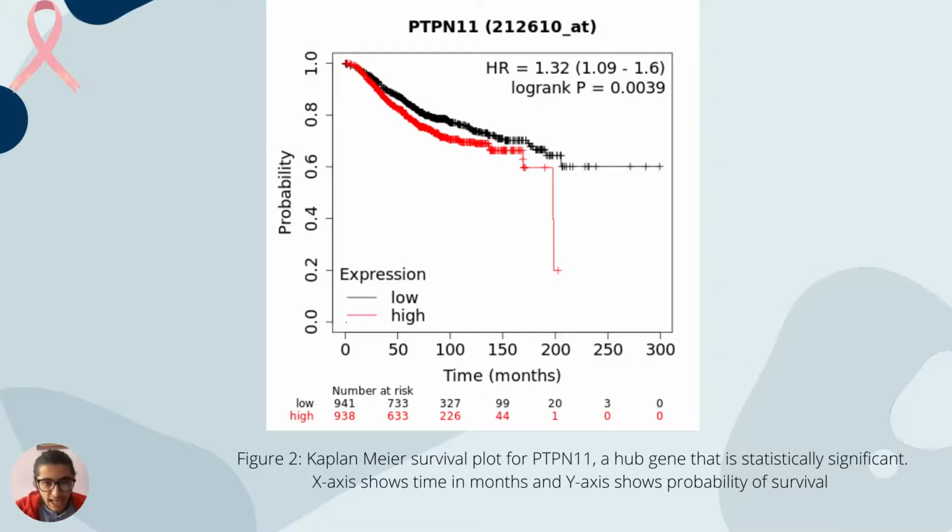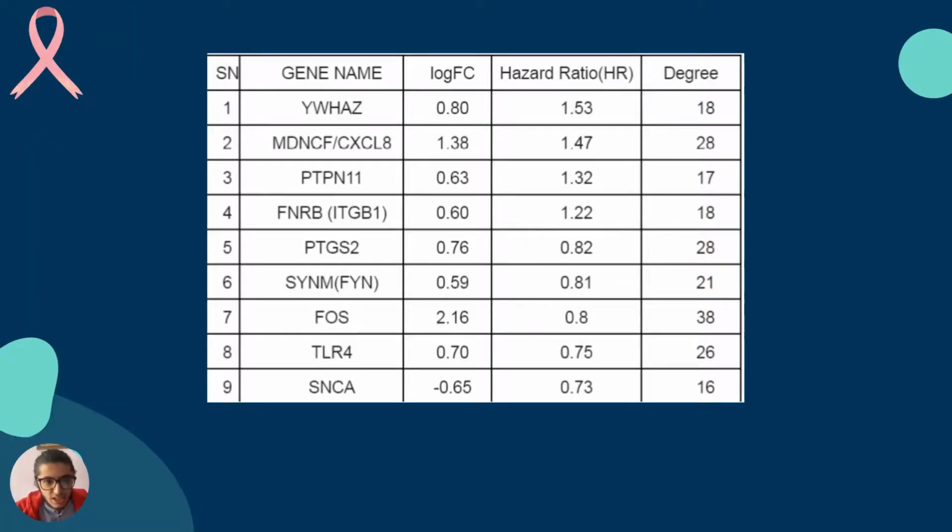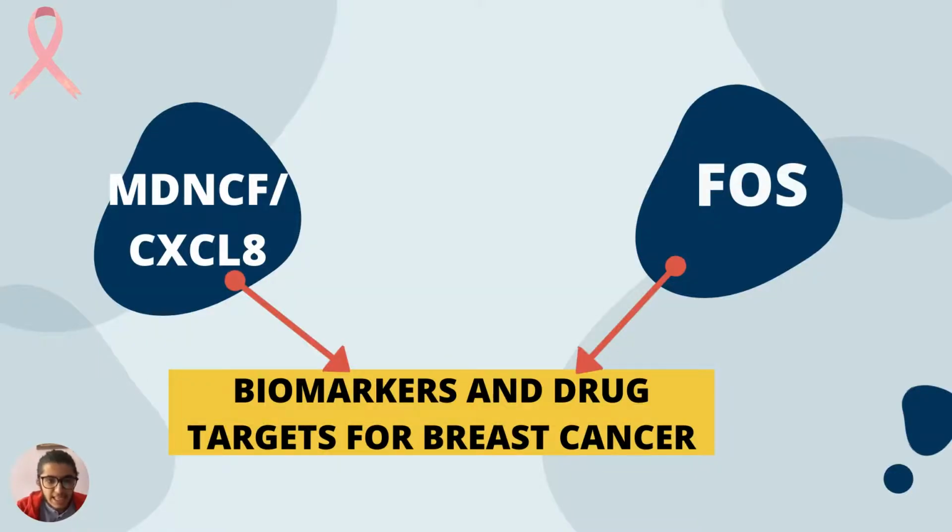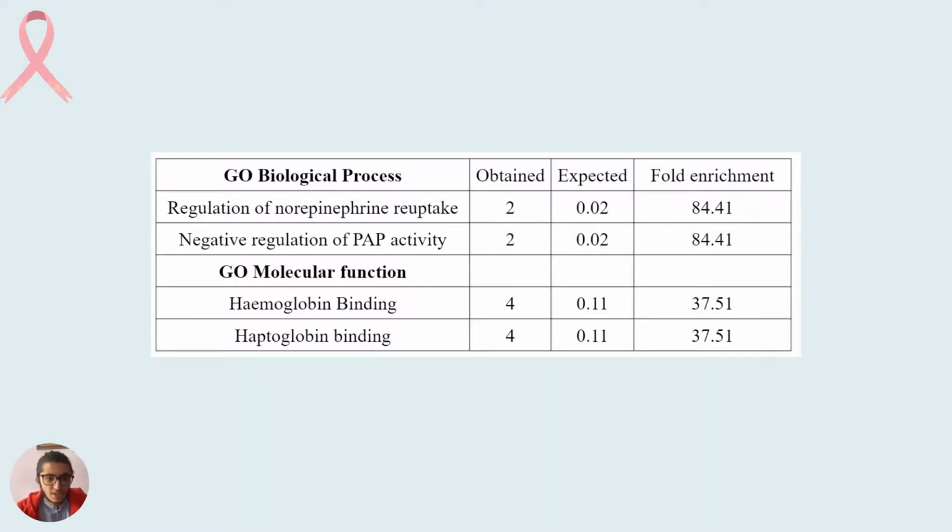From this, we get the HR, which means the hazard ratio. So this means that people with low expression of this gene are 1.32 times more likely to survive than people with overexpression of this gene. We constructed a table for those 9 hub genes that gave statistically significant survival analysis. We also kept the log FC value from differential gene expression analysis and the degree from the network analysis. So based on these 3 parameters, we concluded that CXCL8 and APCS are the potential biomarkers and drug targets for breast cancer.